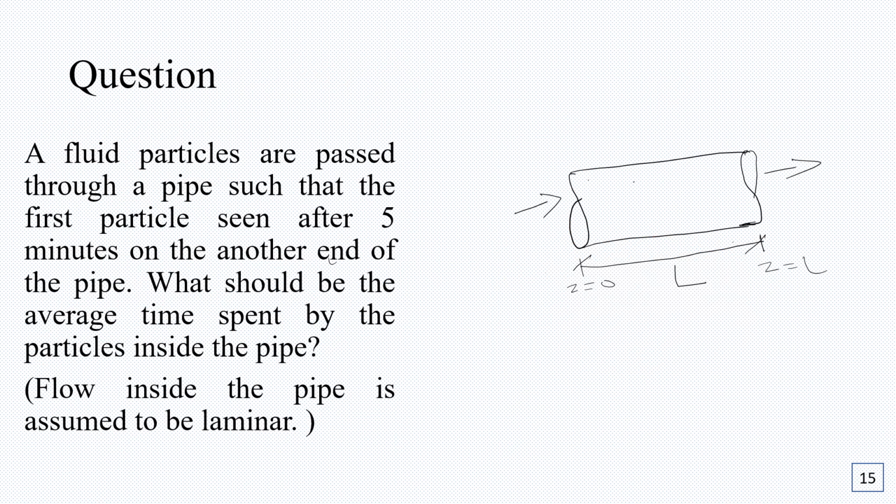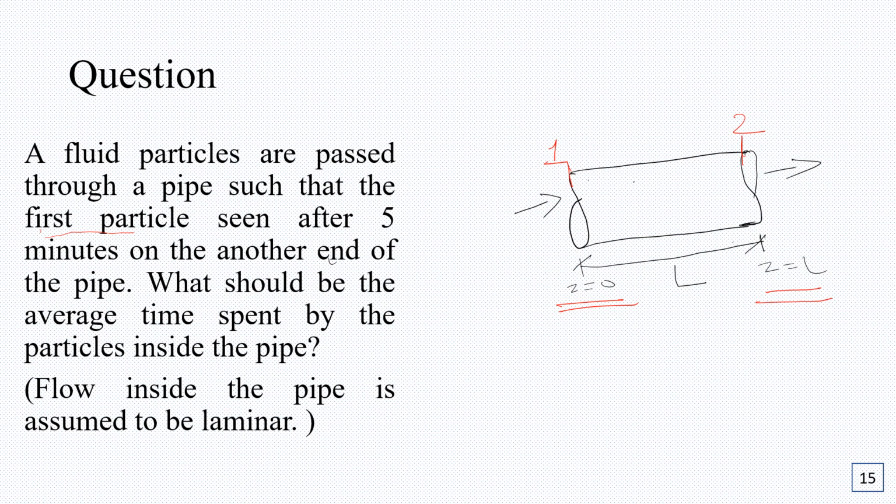Based on our learning so far, we will now try to solve a problem. Suppose we have a fluid which is passed through a pipe in such a way that the first particle can be seen after 5 minutes on the another end of the pipe. Suppose it is the one end of the pipe. Let this end be given name 1, or you can say z equal to 0, and this is another end given name 2, or it is at z equal to L.